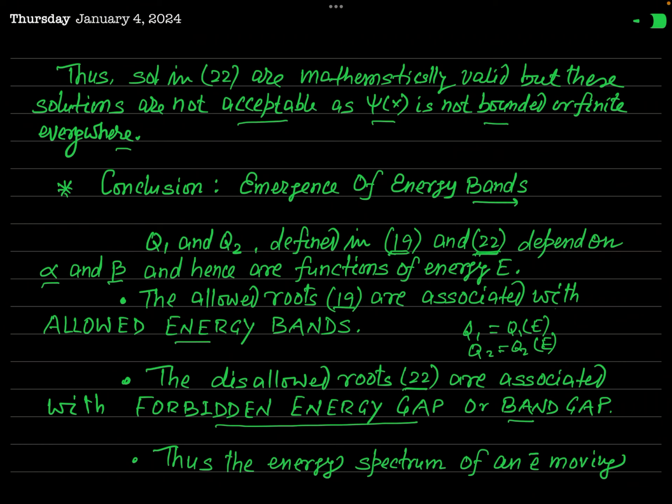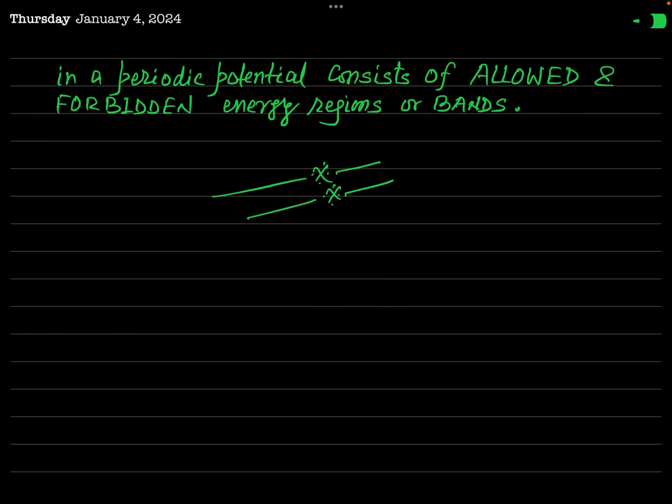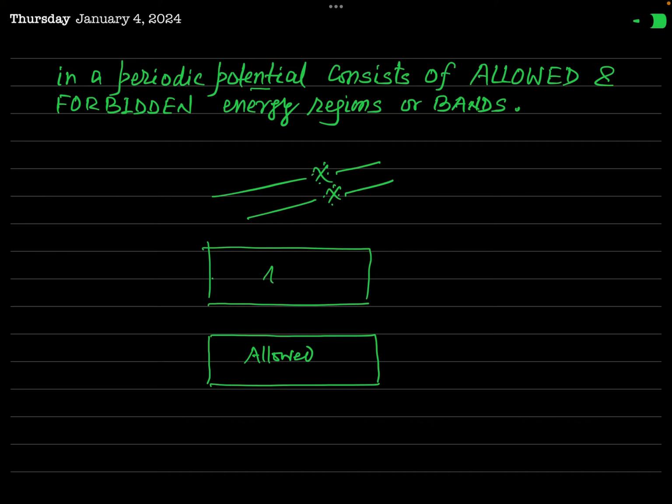It means no electron will be found there. So we can say, according to the Bloch theorem, the energy spectrum of an electron moving in a periodic potential consists of allowed bands and forbidden regions. If this is an allowed energy band, the electron can remain here, and this is again an allowed energy band. But these two allowed energy bands will be separated by the forbidden energy gap. In the forbidden energy gap, the electron will not exist, but there will be electrons present in these bands.